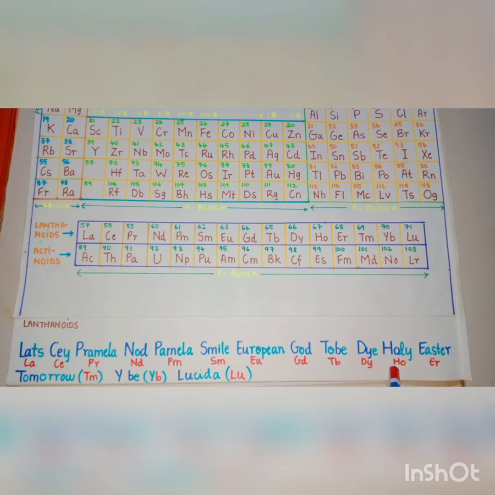Ho in holy stands for holmium, Er in Easter stands for erbium, Tm in tomorrow stands for thulium, Yb in Yb stands for ytterbium, and Lu in lucida stands for lutetium.